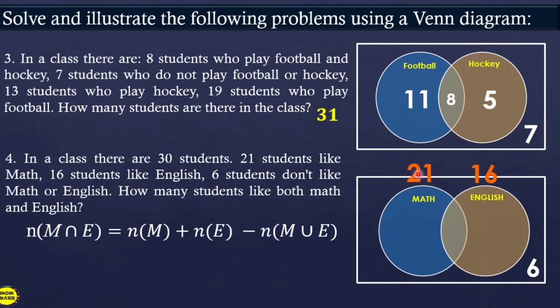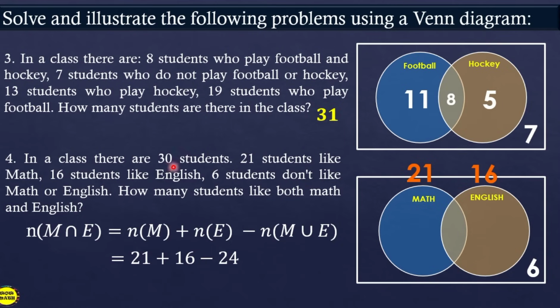Kunin natin yung given. Yung base dito sa given yung 21 and 16. Ipa-plus natin siya and then ima-minus natin dun sa union. But take note, yung union ng math and English ay hindi po 30 kasi meron tayong 6 dito. Okay, so let me proceed. So, 21 based to sa given plus 16, that is 37. Minus the union, that is 24.